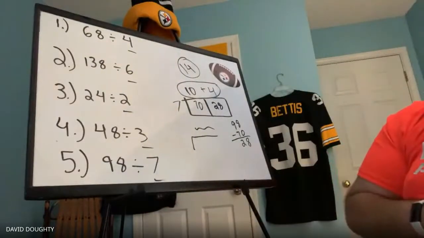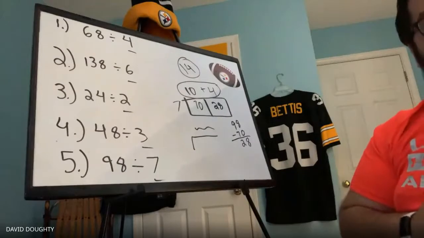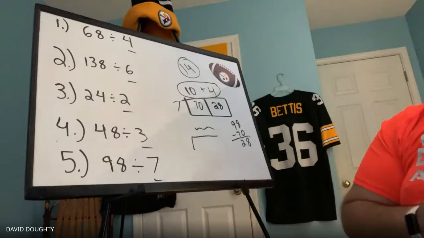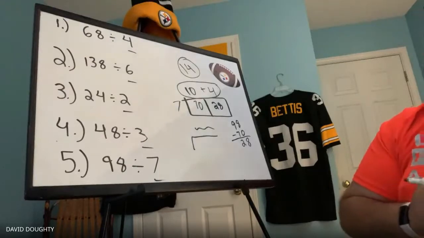So you can use the box method with division to help make it go a lot quicker. Some of you might like this a lot better than doing the actual algorithm, and that's okay.